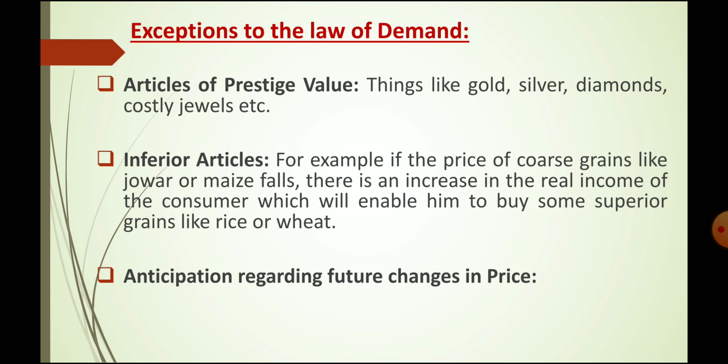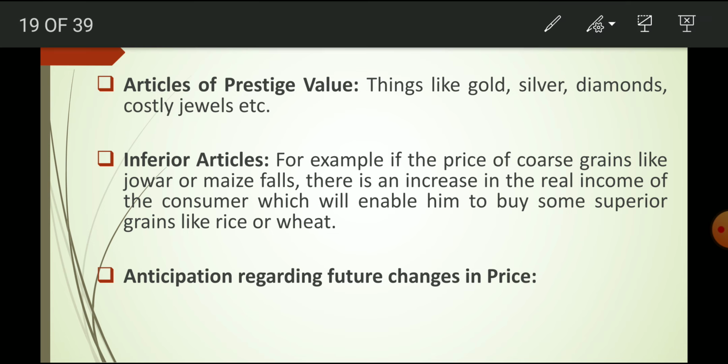Then inferior articles. Inferior articles means bad quality product, poor quality product. There are two types of product, superior quality and inferior quality. So here inferior articles means poor quality product. So generally, for example, if the price of coarse grain like jowar and maize falls, there is an increase in the real income of the consumer, which will enable him to buy some superior products, that is rice and wheat.